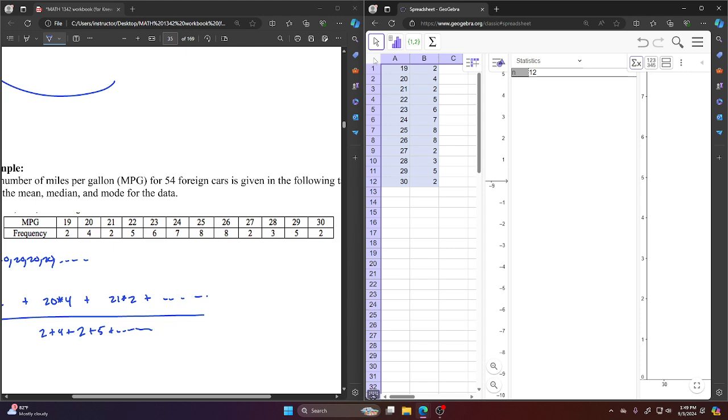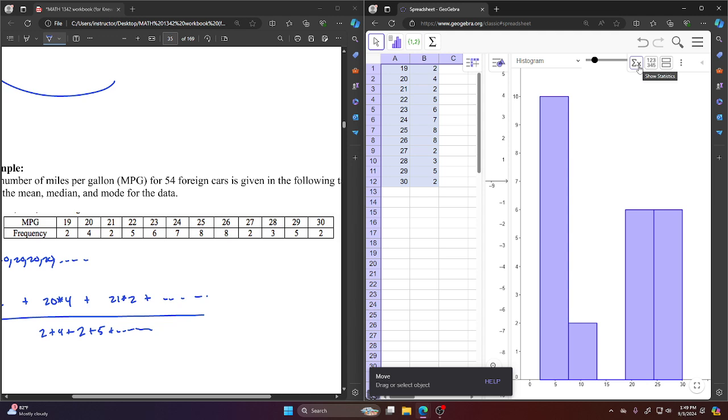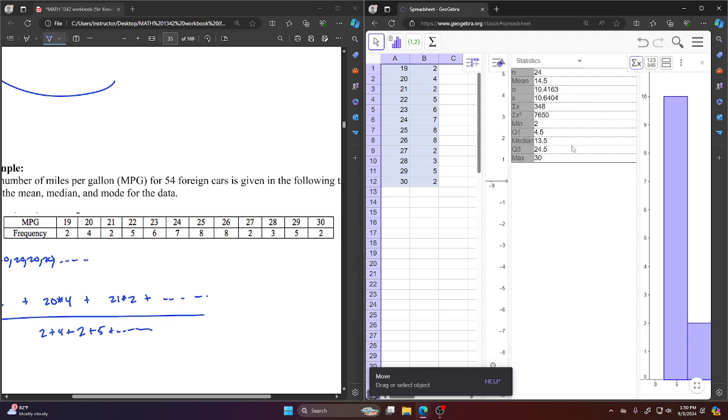That's pretty cool. Let's see if it works. I think so, but we're going to check. So, one variable analysis. Always, always, always one variable analysis. And then this little sigma x on the side. Little sigma x. And there's all my math. Cool. So 14.5 is the average. Is that right?